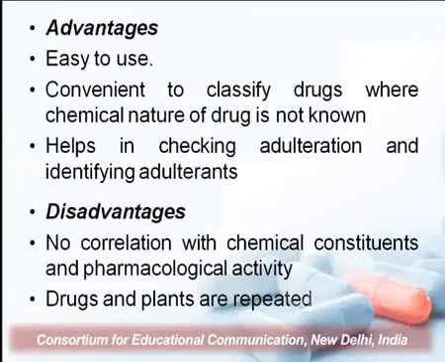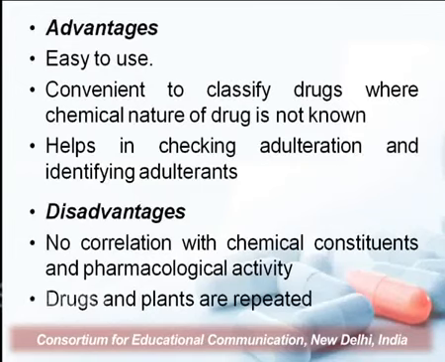So if there are more stem parts, one can easily identify them, and that helps in identifying those stem parts as an adulterant. There are different disadvantages of this system also, in that it does not provide any correlation with the chemical constituent or the pharmacological activity of a particular drug.